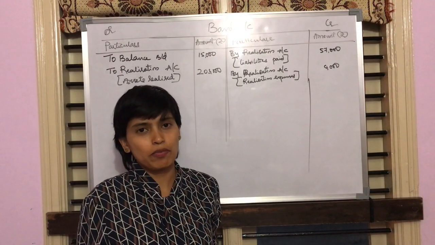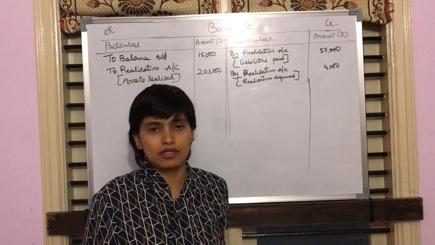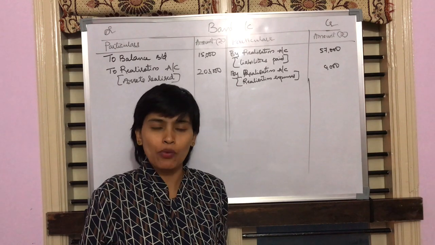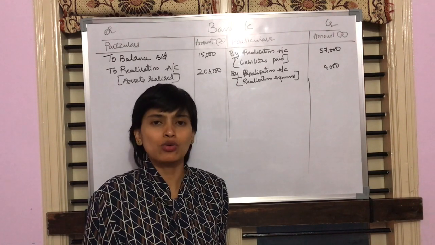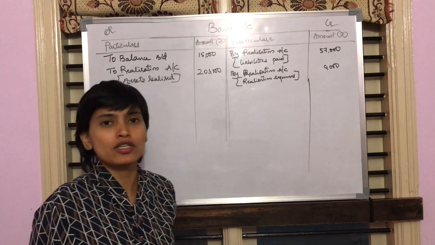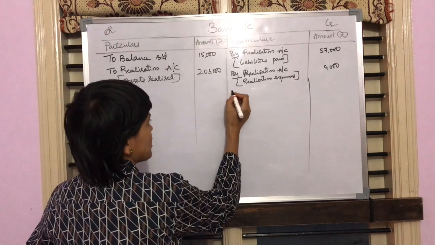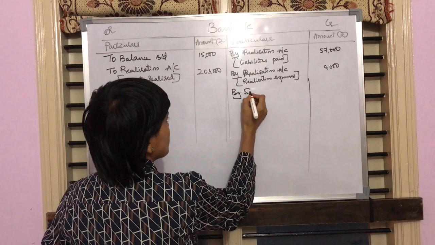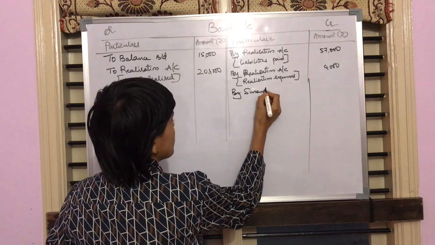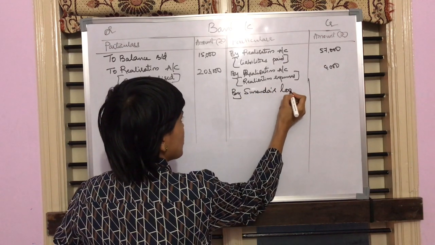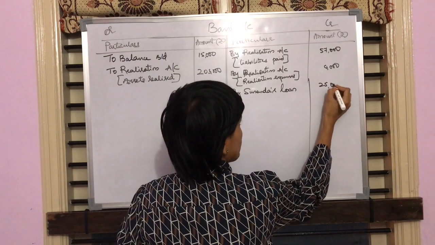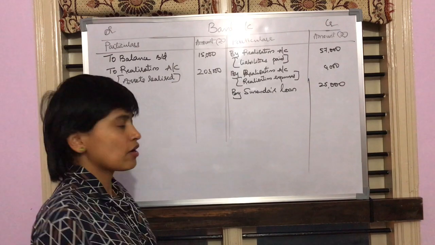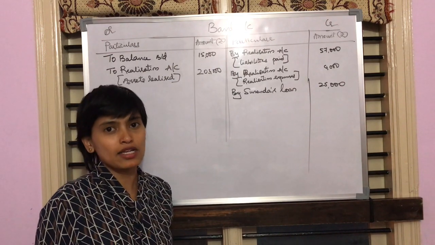Information is with respect to partners capital account. For that, in the question we have Sunanda's loan account. Remember students, we need to write this information in the bank account. So let us write it as by Sunanda's loan. The amount is rupees 25,000.